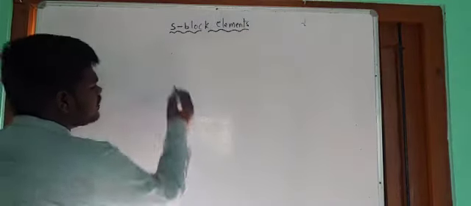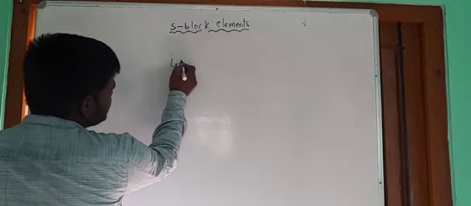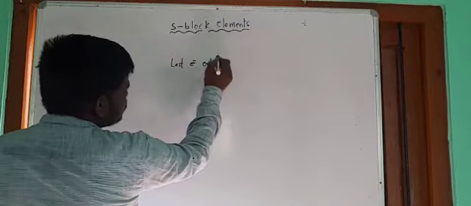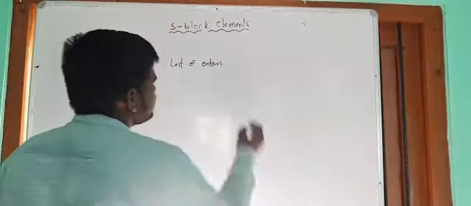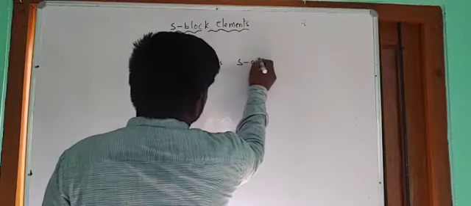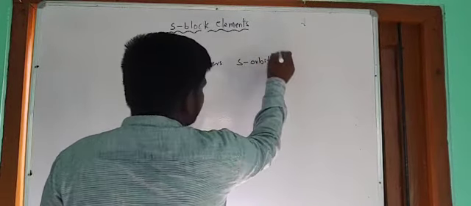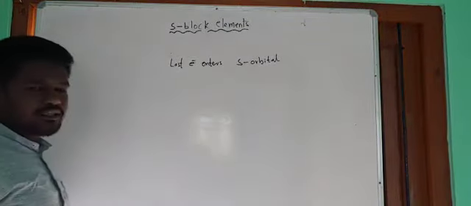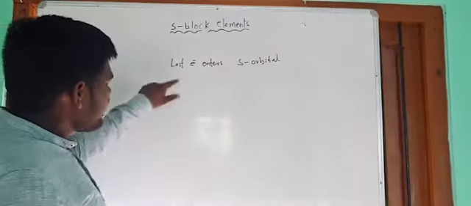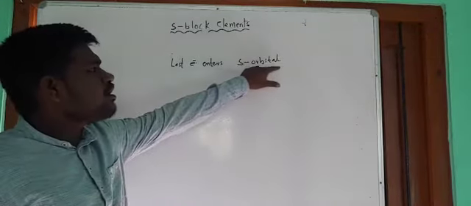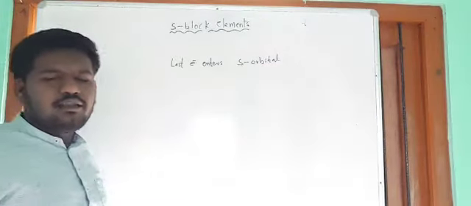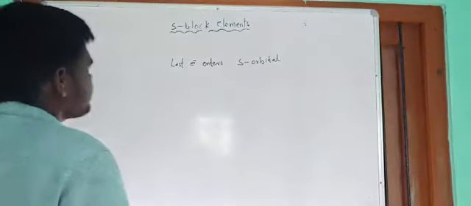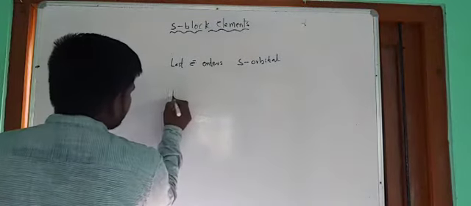The elements in which the last electron enters the S orbital or S subshell are known as S block elements. For example, for the S block elements, we can take sodium.